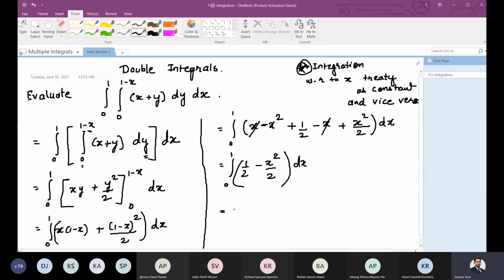I'll take out 1 by 2. The integration is x minus x cube divided by 3, with limits from 0 to 1. Putting the upper limit, we have 1 by 2 in bracket 1 minus 1 by 3. So the answer is going to be 1 by 3.